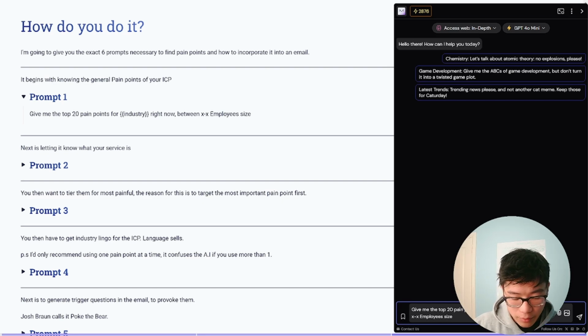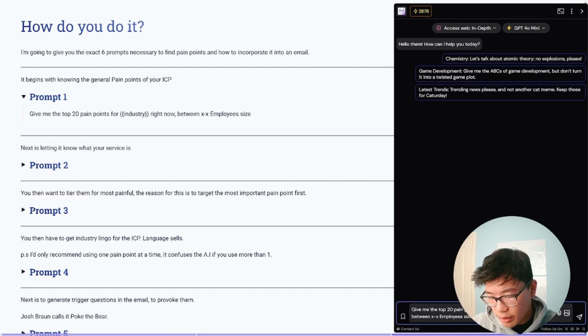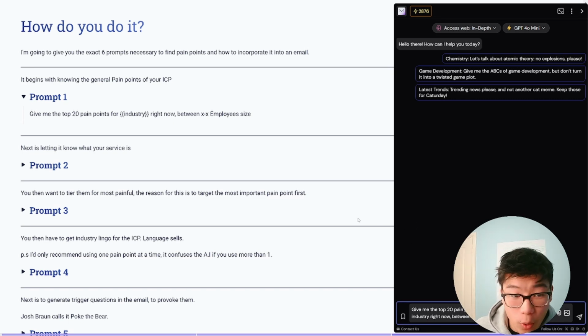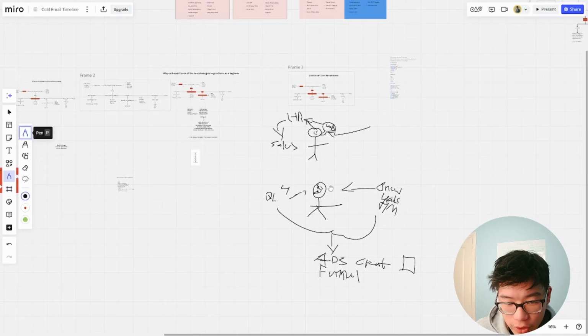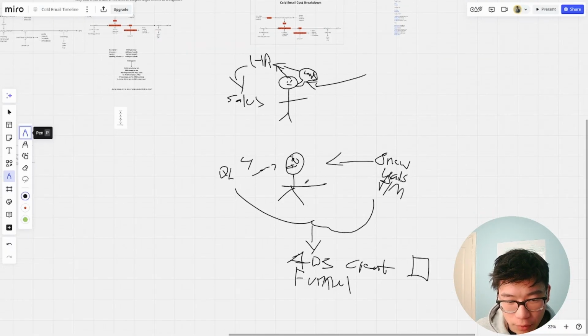So we'll say a company in the finance industry right now, between X and X employees, between, let's say, 5 to 25. There are two things I want to note on this that are really important. So I'm going to go back here. You actually have control over whether the person is a director.